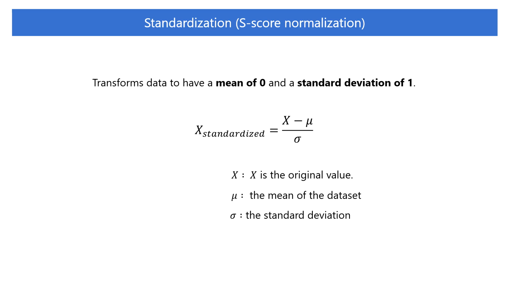Standardization, also called z-score normalization, is another scaling method that transforms data to have a mean of 0 and a standard deviation of 1. We can apply standardization by this formula. Here, x is the original value. Mu is the mean of the dataset. Sigma is the standard deviation. This transformation ensures that the data follows a standard normal distribution, so it has no unit dependency.